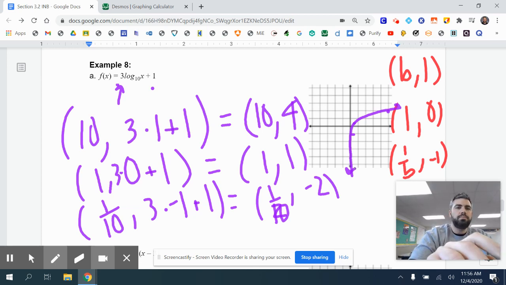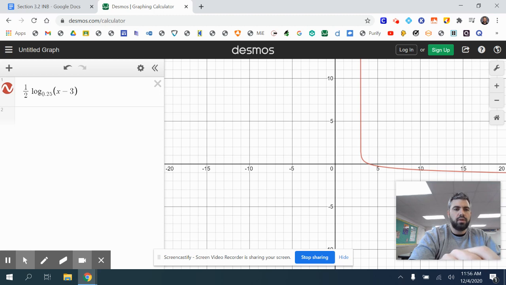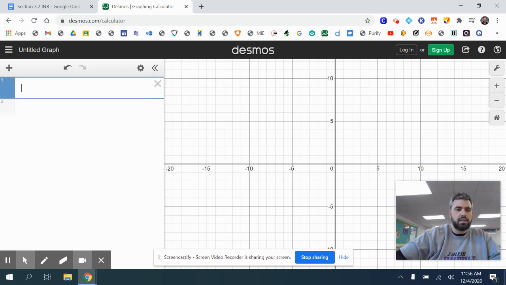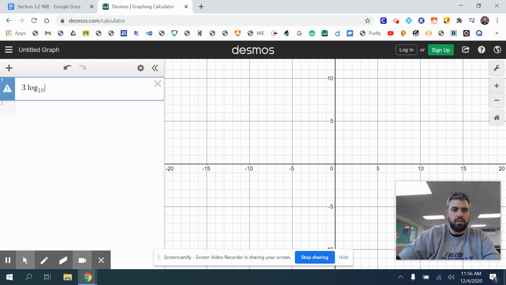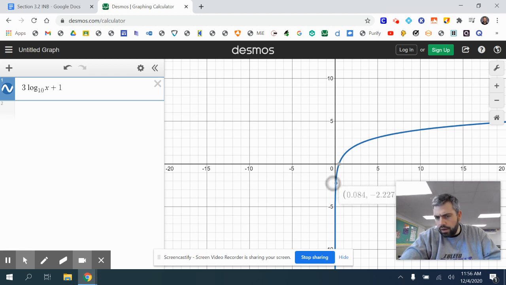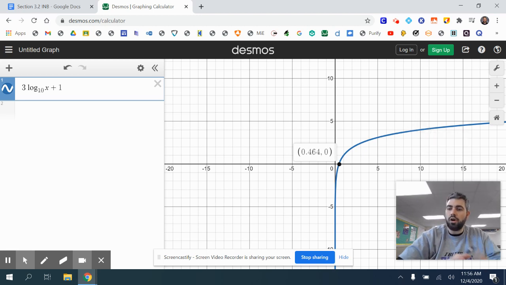So let's take a look at one on Desmos, okay? So we can write, let's see, we said it was 3 log base 10 of x plus 1. Okay, so our 3 important points. 1/10, which would be 0.1, is at -2, which we had. Okay, we also had the point (1, 1). Yep, (1, 1). And then we also had (10, 4). So (10, 4) right there. Okay, so all 3 of those points are on the graph, so we know we graphed it correctly. Okay.